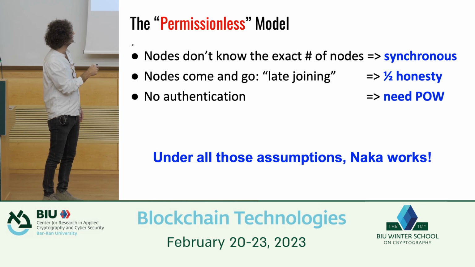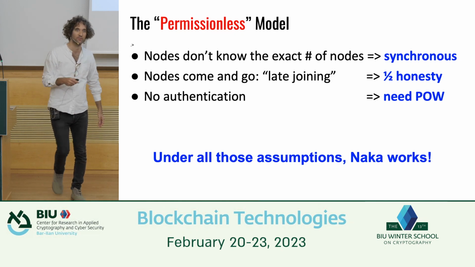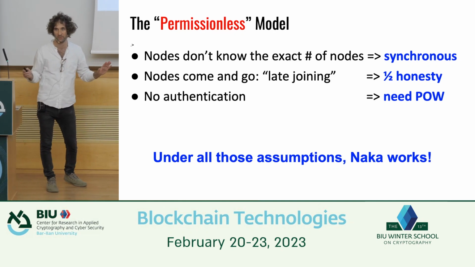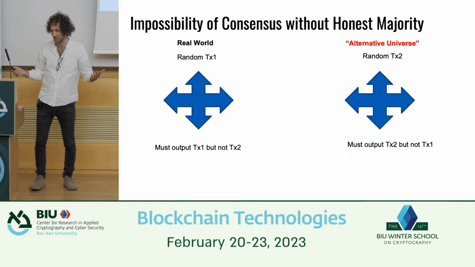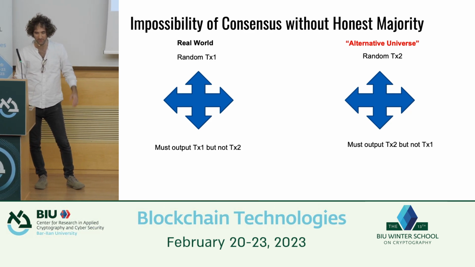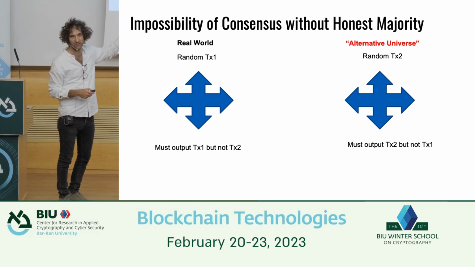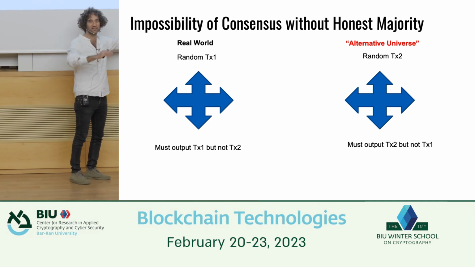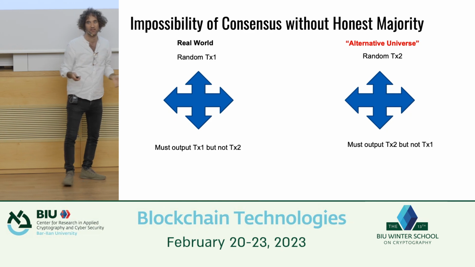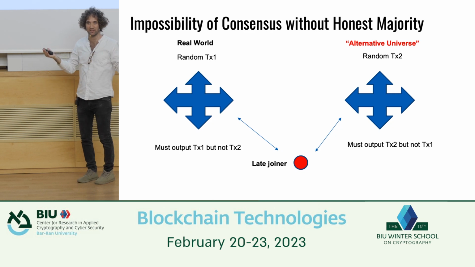And no authentication means we need proof of work. That we've already seen. We showed the impossibility result, that if we don't have authentication, it's impossible to do anything. So the only thing I haven't shown you is this 1/2 honesty, and that is the same as before, the alternative universe thing. I'm not going to go over it, but if the attacker controls more than an honest majority, you consider one execution on the left, which is honest, and one execution on the right, where the attacker is doing exactly what the honest guys were doing, and a late joiner cannot tell if it should output this or this, because they look exactly the same.